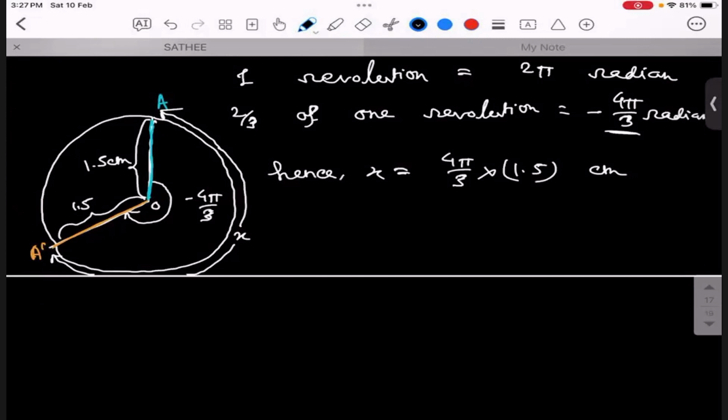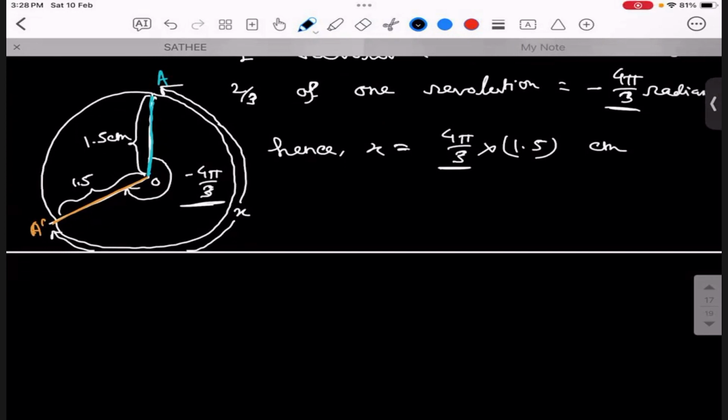Now one can ask why I have written minus 4 pi by 3 here, but here I am putting only 4 pi by 3. In this case we are putting the measurement. I am not worried about the rotational direction. Whichever direction it rotates, the measurement will be the same, so the length will come the same. The length x, or the length of this arc, does not depend on the direction of rotation. That's why we have written it like this.